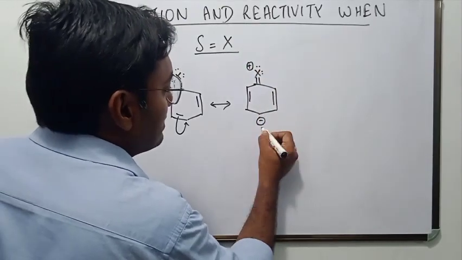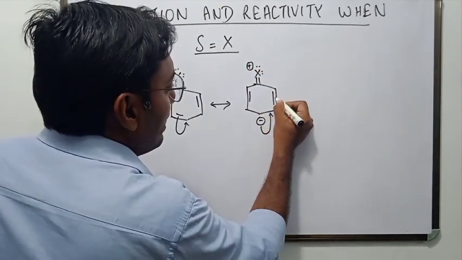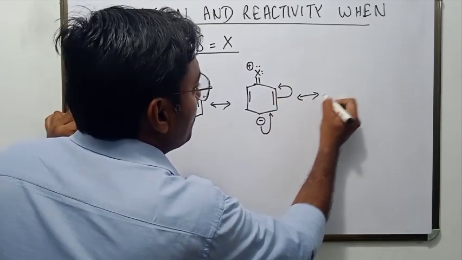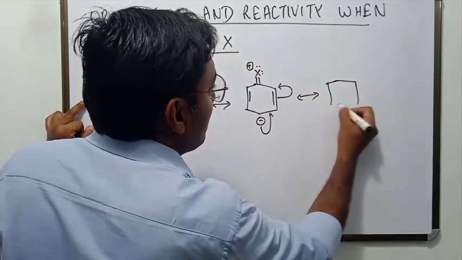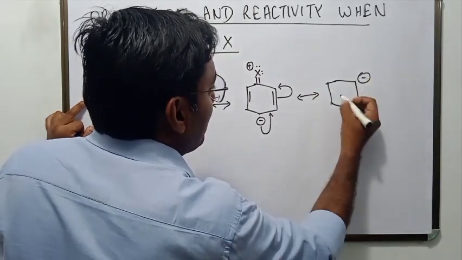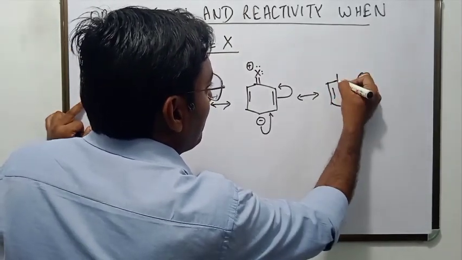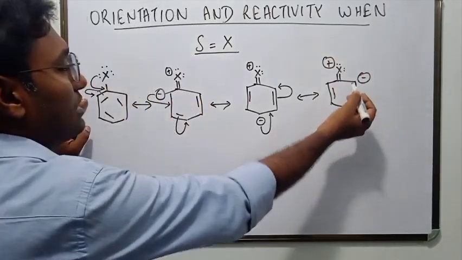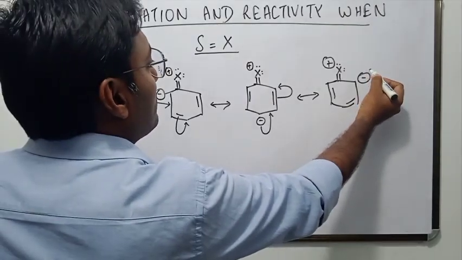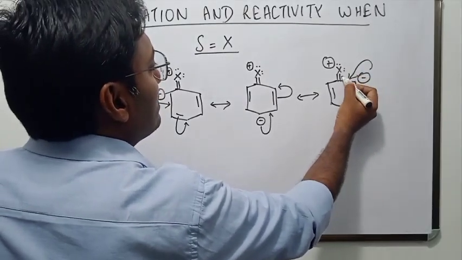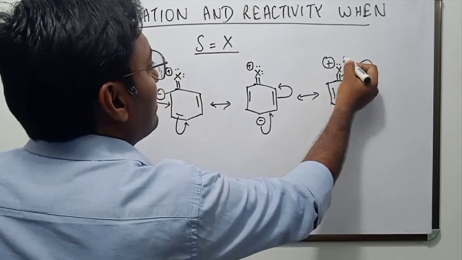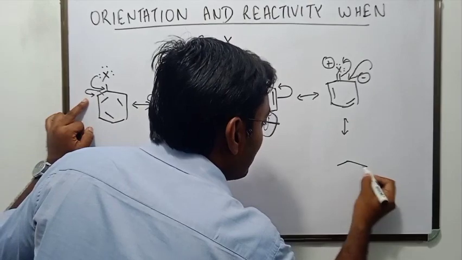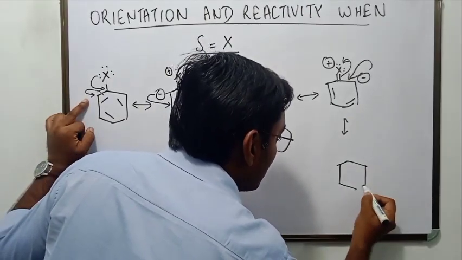Now this, as I said earlier, is unstable, and when it comes here, this would go here. The fourth structure will be like this. Now this charge, as I have said, is unstable outside the ring. It would come here. When it comes here, this pair now goes back. Now the halogen has got its lone pair back in the fifth structure.